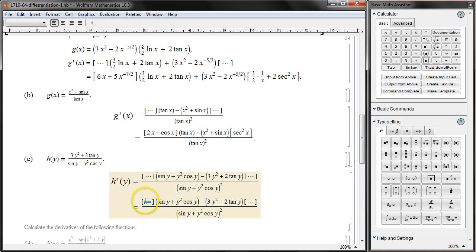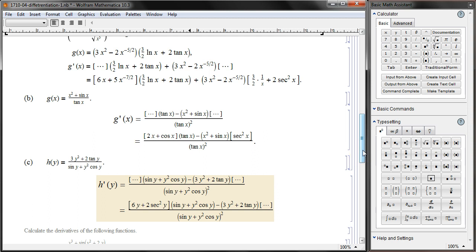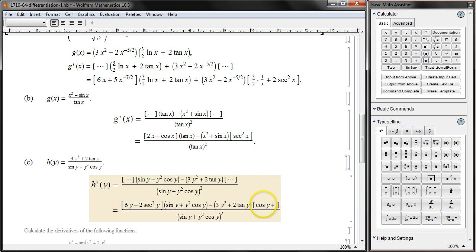Derivative of 3y squared, that's 6y. That wasn't too bad. 2 tangent of y, so 2 secant squared of y, and that completes u prime. Next, v prime, this is gonna be a problem. Sine of y, okay, that derivative is cosine of y. And then what do we have? We have the derivative of this y squared cosine of y. This is gonna be another product rule here.